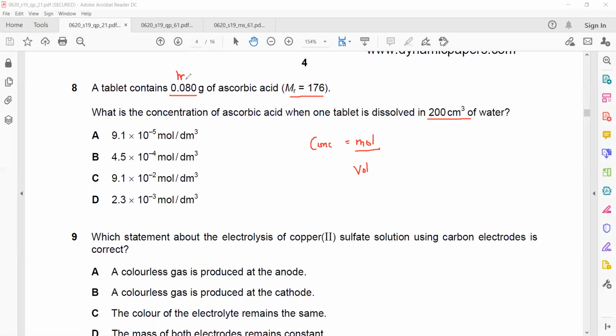How to get the moles? We have the mass in gram and we have the relative molecular mass. So to get the moles, it is mass in gram divided by relative molecular mass or atomic mass. Because it's a molecule, relative molecular mass is used. Mass in gram is 0.08 divided by relative molecular mass, 176. What's the answer for this?